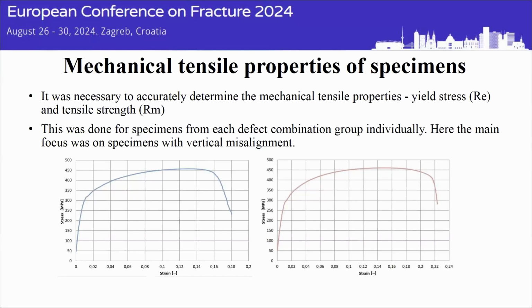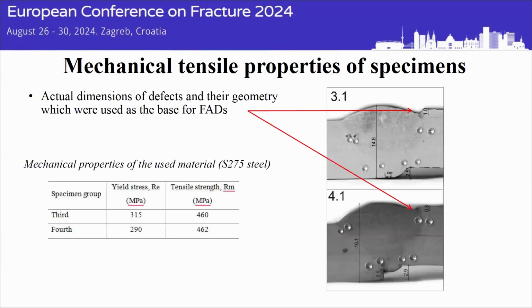these values were obtained. Here you can see the examples of diagrams for the specimens from both groups on the left and the right, the left one being the third group and the right one being the fourth group. And here you can also see in the table the values that were determined based on the previous diagrams and later adopted. And here you can also see the graphical representations of these welded joints with all of the defects from the third and the fourth group.